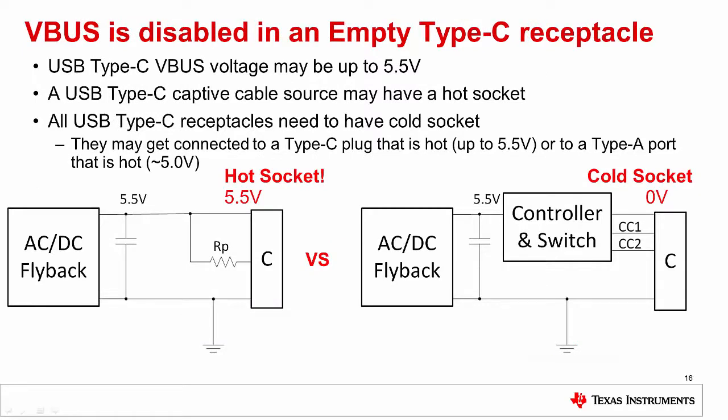So as I mentioned, the Type-C is a cold socket by design. So if you look on the right hand side, that means if I have a controller and switch here that does Type-C correctly, even if my power supply is putting out 5.5 volts, it'll be 0 volts at the connector until something's plugged in. Or if you did try to do the simplified system as shown in the previous slide, to try to use the RP pull-up to the V-bus, then you're going to have a hot socket. 5.5 volts will be there at all times. So that is not compliant with the USB Type-C specification.